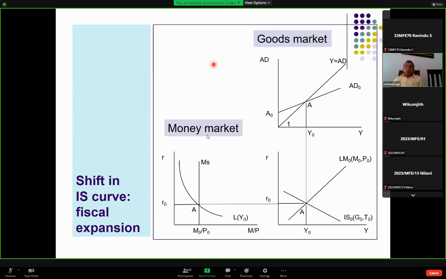Okay, listen and look carefully now. Don't miss what we do here. What are we talking about now? Fiscal expansion. What does it mean? It means the government wants to increase spending.